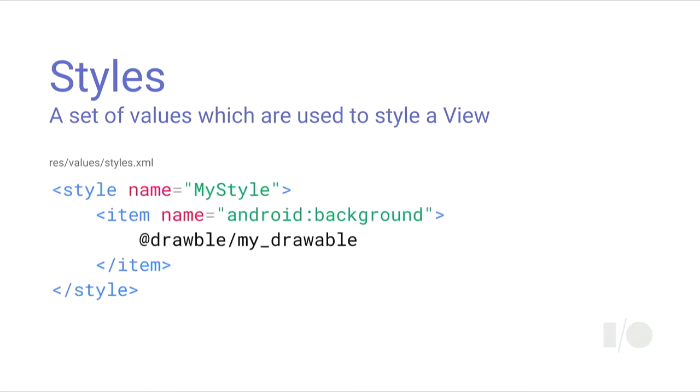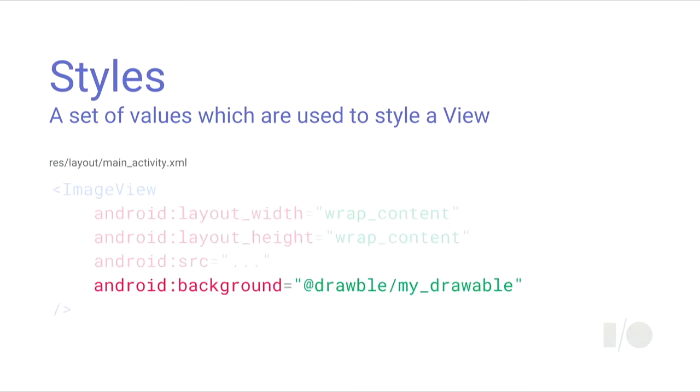So here's our style for it. We'll create a style, and then we'll put an item in there pointing to the attribute, so the name, and then we'll put our value within it. Now, each attribute you set goes into the item tag. Then once we've done that, we can go back to our layout and swap the Android background and replace it with a style tag, pointing to the style. Now, if you've got more items in that style, they'll all be applied too.